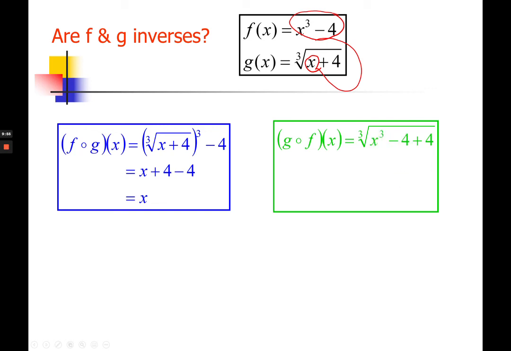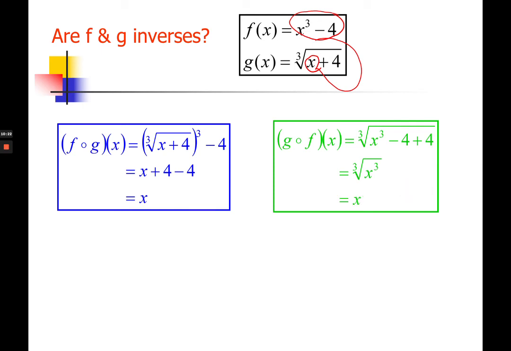You don't have to perform your cube root and cube yet. You could actually cancel your negative 4 plus 4. It's actually 0. After cancelling it out, what you have left is cube root of x cubed. Again, cube root is opposite of cube. And so they cancel each other, and what you have left is x.